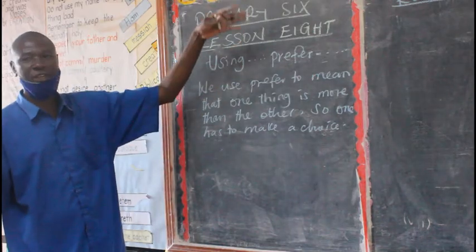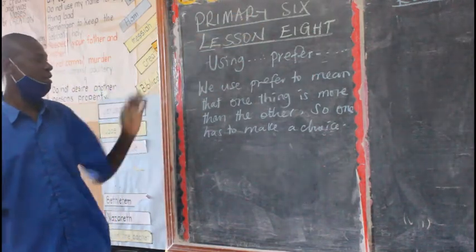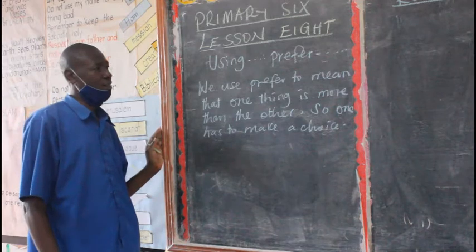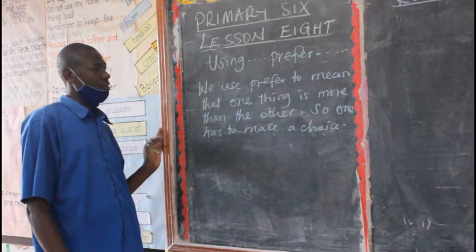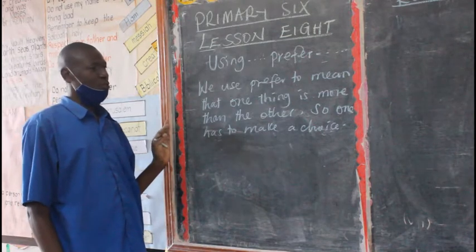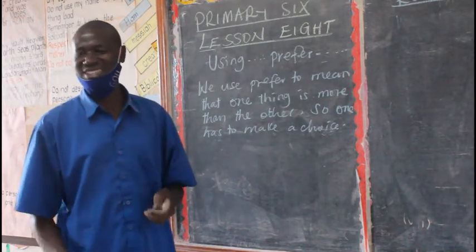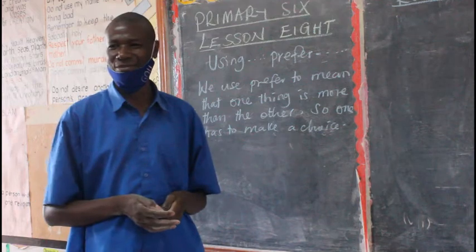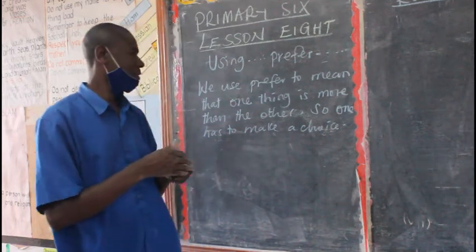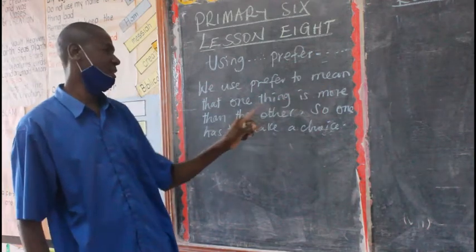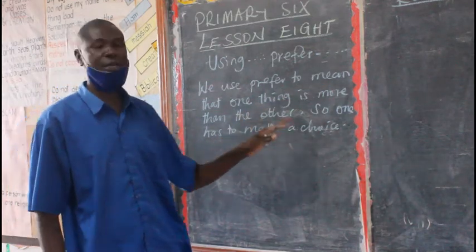So it will continue even up to P7. Now, how do we use prefer? And what does it mean? We use prefer to mean that one thing is better than the other. One thing is better than the other, or it is more than the other. So one has to make a choice.